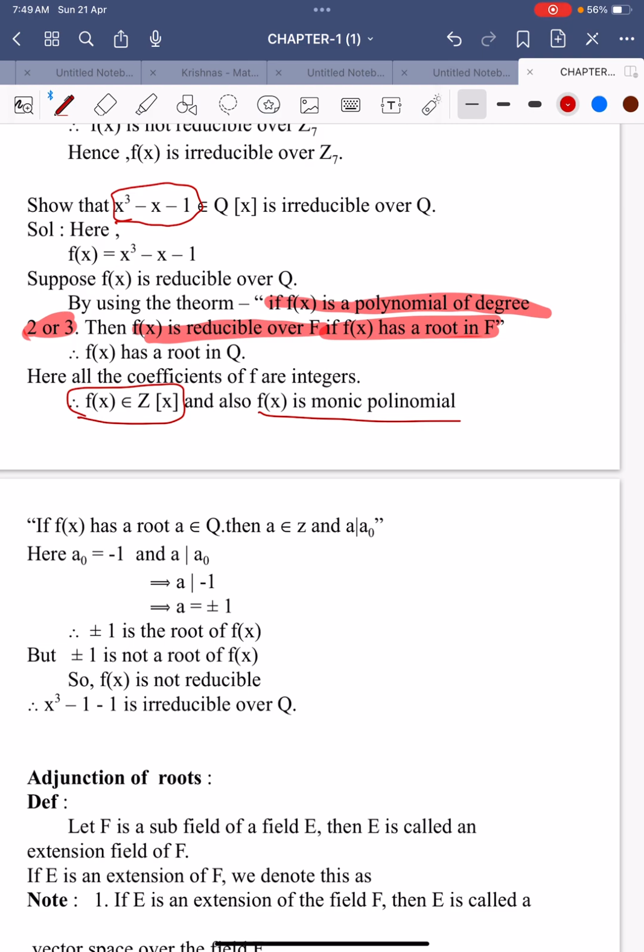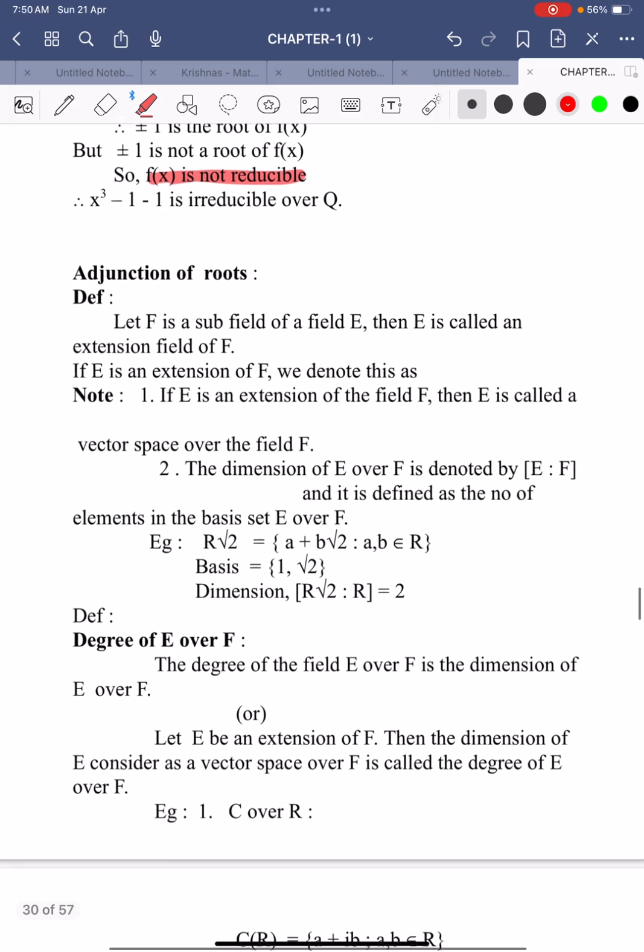Our assumption is that f(x) has a root a belonging to Q. Then a belongs to Z and a divides a₀. Here a₀ is −1. A divides a₀ means that a has two values, +1 or −1. But you check that ±1 does not satisfy the given polynomial. It means they are not roots for the given polynomial, so f(x) is not reducible. So f(x) is irreducible.